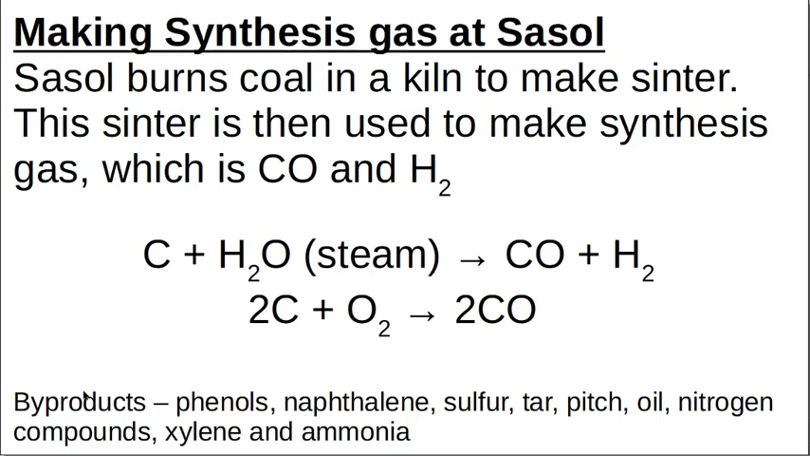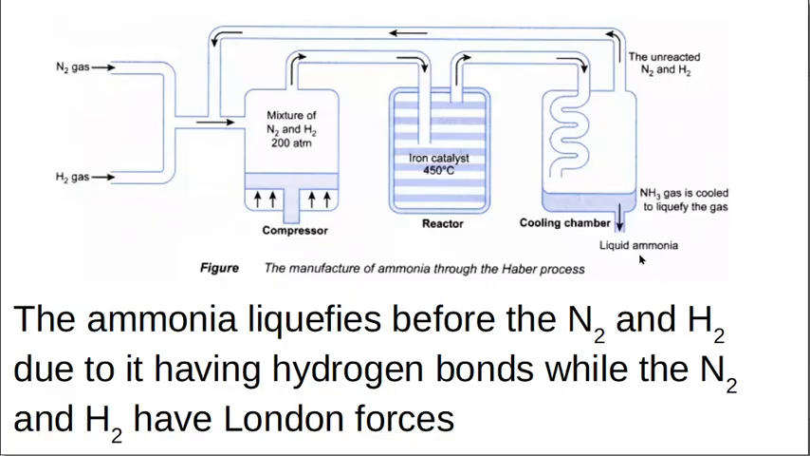And this process has some byproducts like phenols, which are organic ring molecules, naphthalene, this is mothballs, sulfur, tar, pitch, oil, nitrogen compounds, xylene, organic chemistry, and ammonia. So there's obviously rubbish in the coal. The coal is not pure carbon, and from that, this is where these byproducts come from. But this is how in South Africa we get this hydrogen here, which we need for the Haber process.